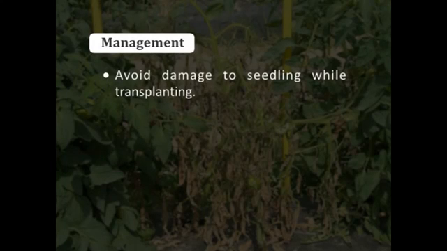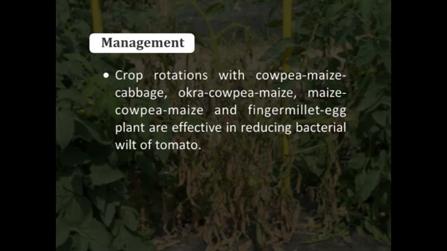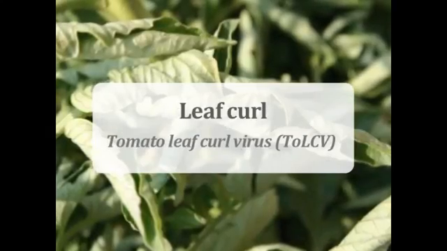Now coming to the management of the disease. Avoid damage to seedlings while transplanting. Apply bleaching powder at the rate 10 kg per hectare. Crop rotations with cowpea, maize, cabbage, okra, and finger millet are effective in reducing bacterial wilt of tomato. Next important disease is the leaf curl.